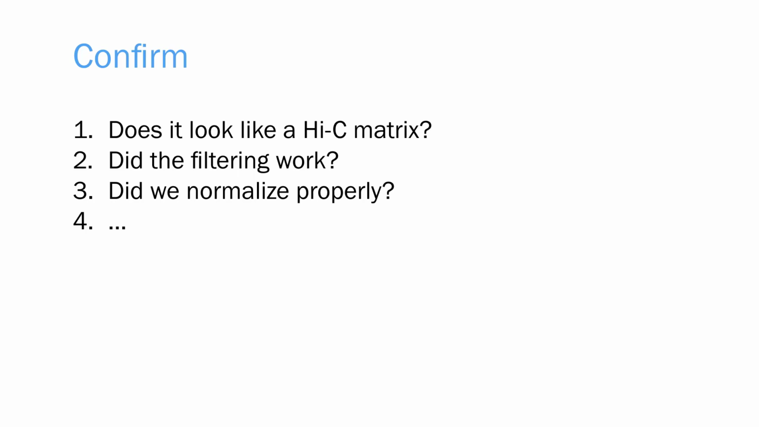Here are questions that you want to confirm generally when you visualize Hi-C interaction data. First of all, does it look like a Hi-C interaction matrix? Do I see these chromosome blocks along the diagonal, or does it look different? Sometimes you need to filter data. You can check that in an overview. Is the normalization correct? Does it look the way it should look, at least at a high level?